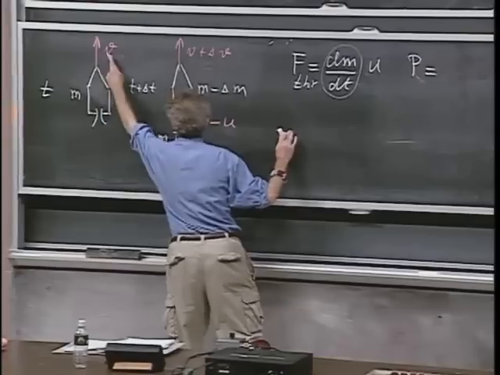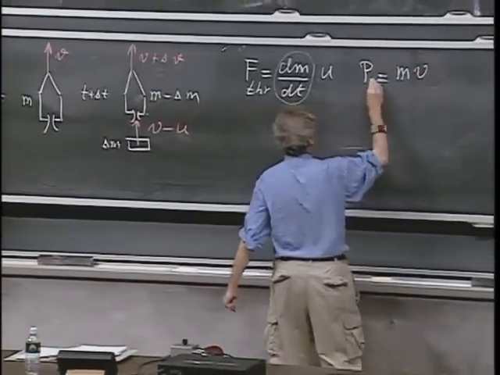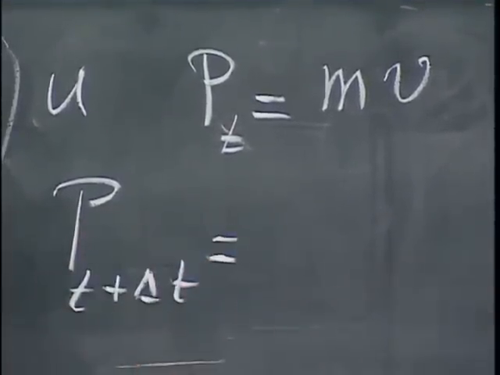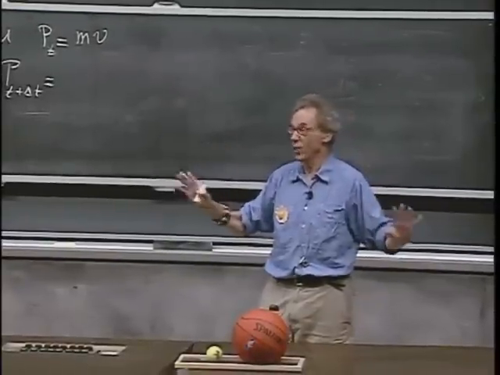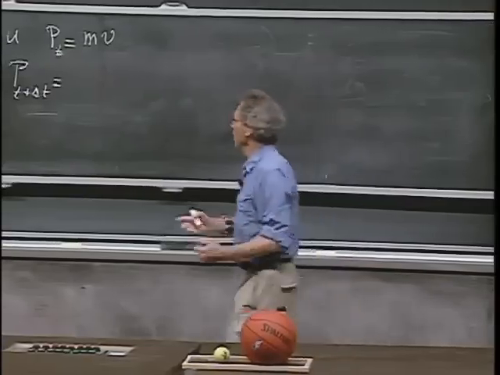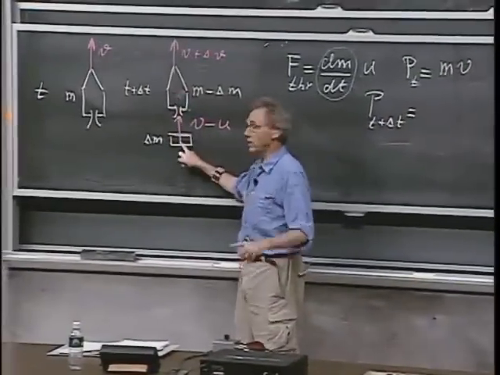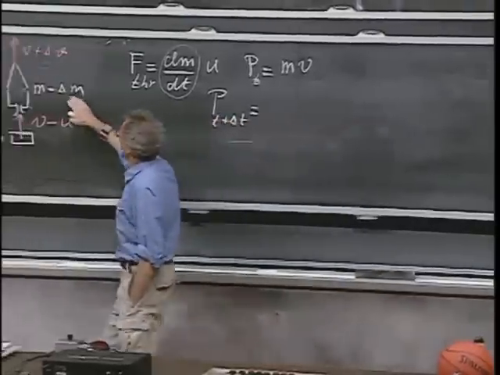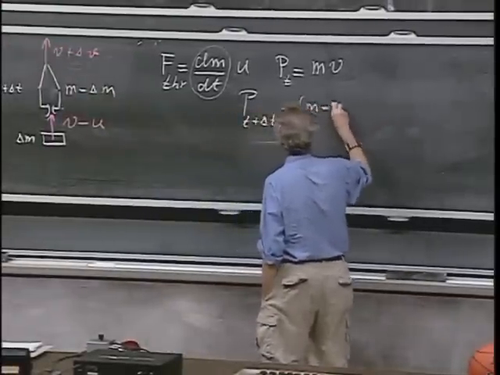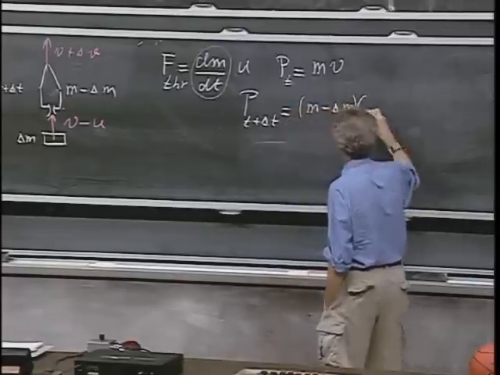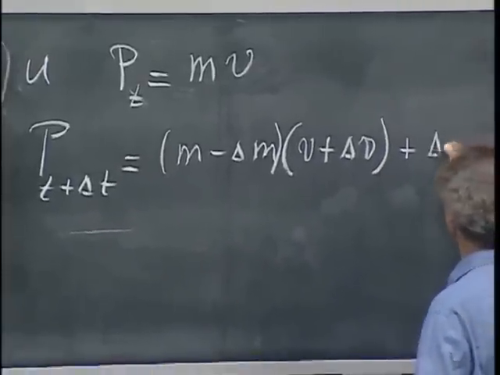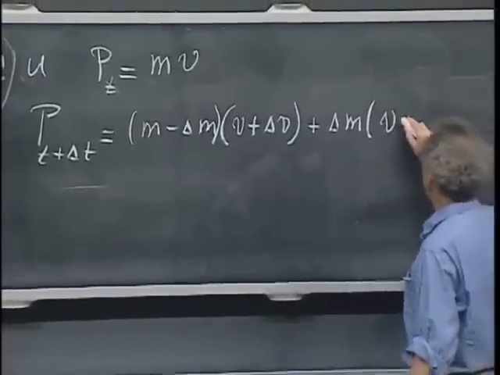The momentum at time t equals m times v. That is very simple. That is time t. The momentum at time t plus delta t of the entire system, including the exhaust. If I'm telling you that momentum is conserved, you can't ignore the exhaust. It's momentum of the system that is conserved. The momentum of the rocket is going to change, and the momentum of the exhaust is going to change, but not of the system. So we're going to get mass times velocity, m minus delta m times v plus delta v, plus delta m, which has a velocity v minus u.